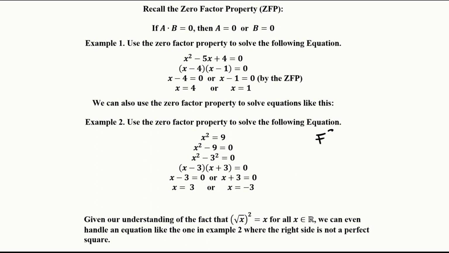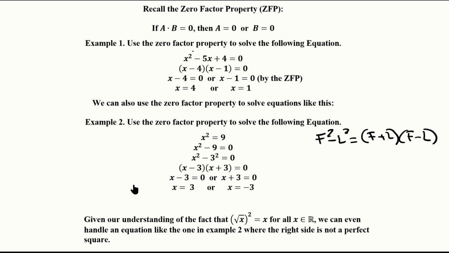We know that f squared minus l squared equals f plus l times f minus l. So here f will be x and l will be 3, so we can easily factor that to get x minus 3 times x plus 3 equals 0, which of course gives us either x minus 3 equals 0 or x plus 3 equals 0 by the zero factor property. And we end up with x equals 3 or x equals negative 3.